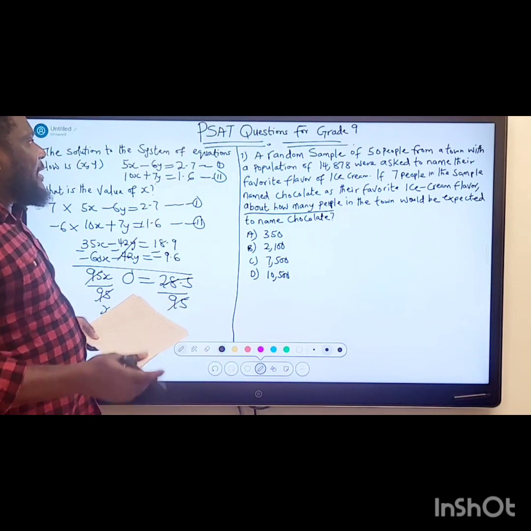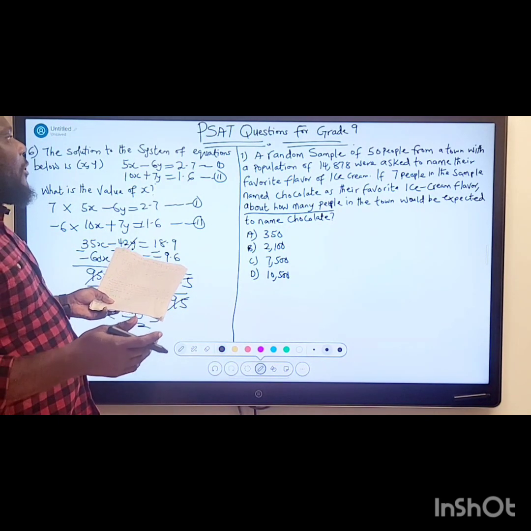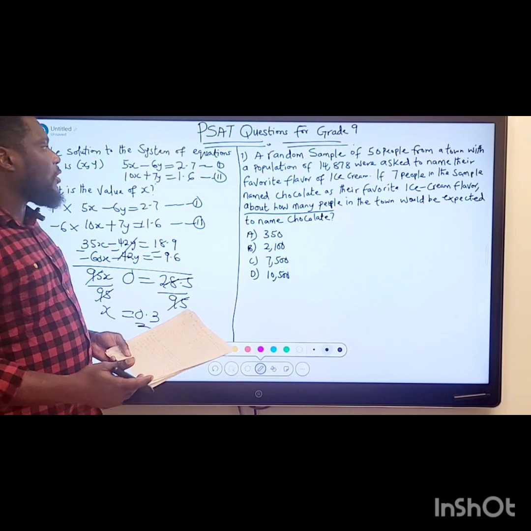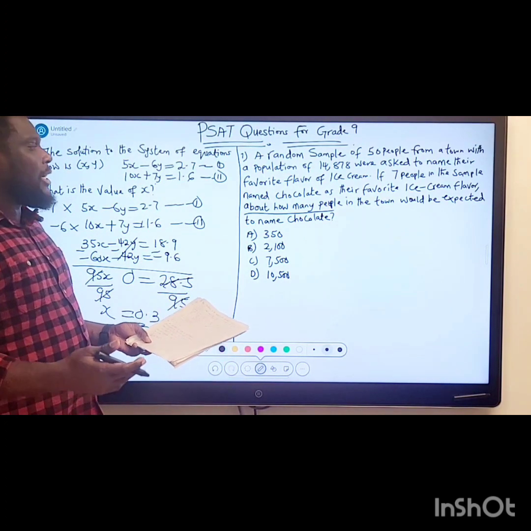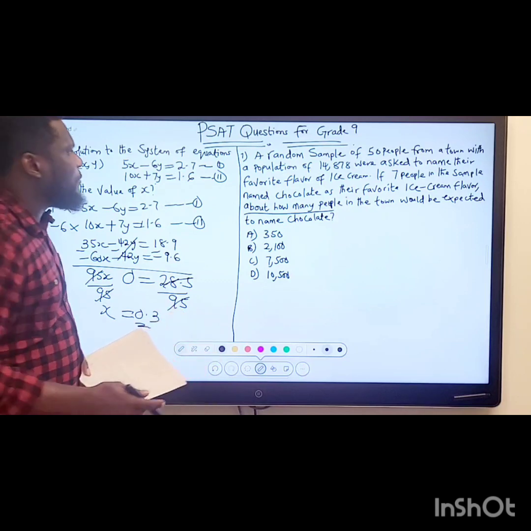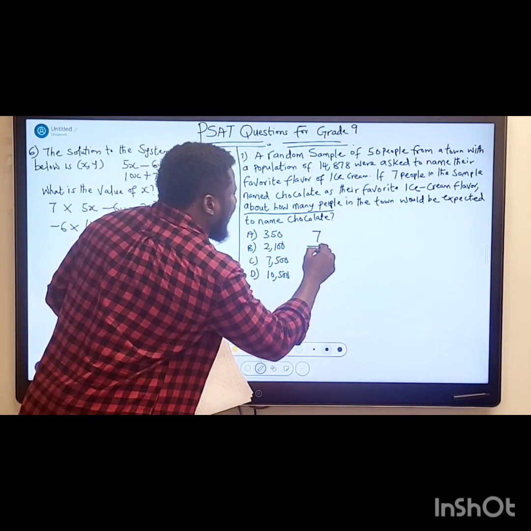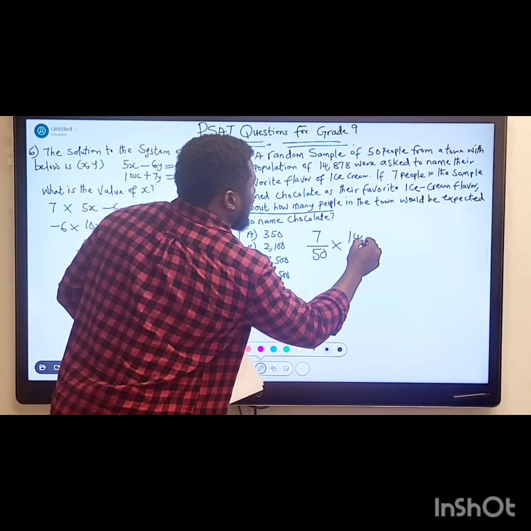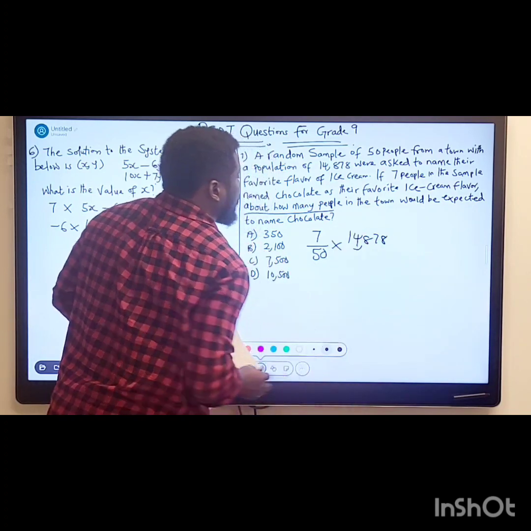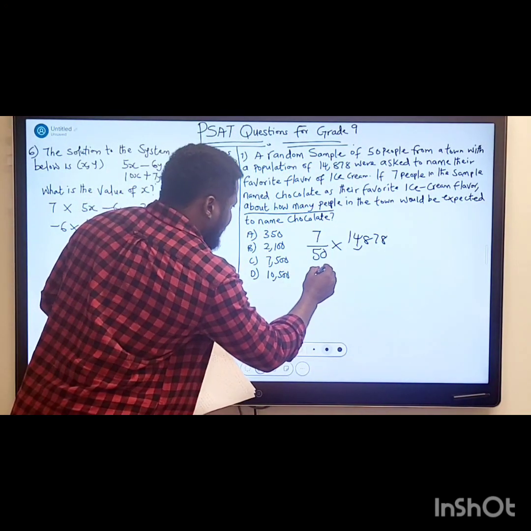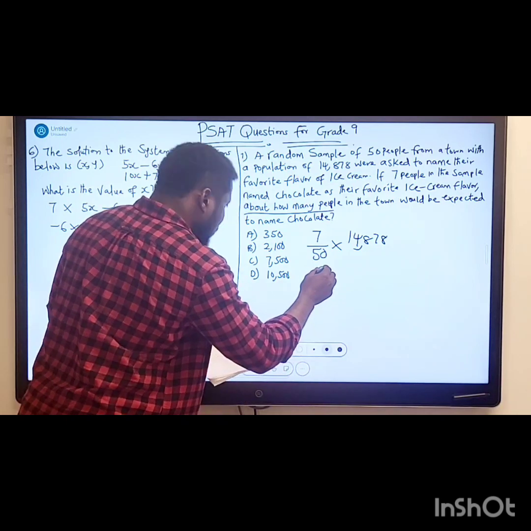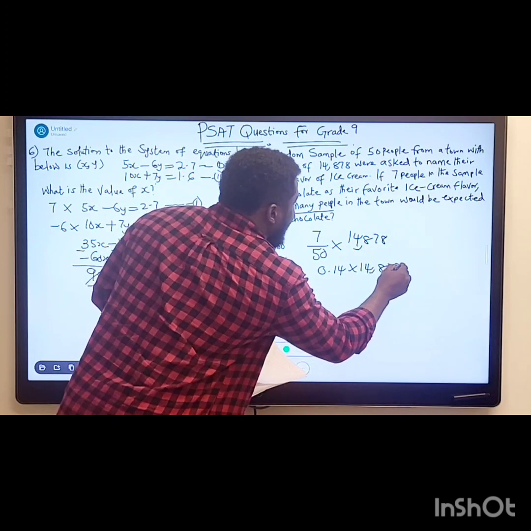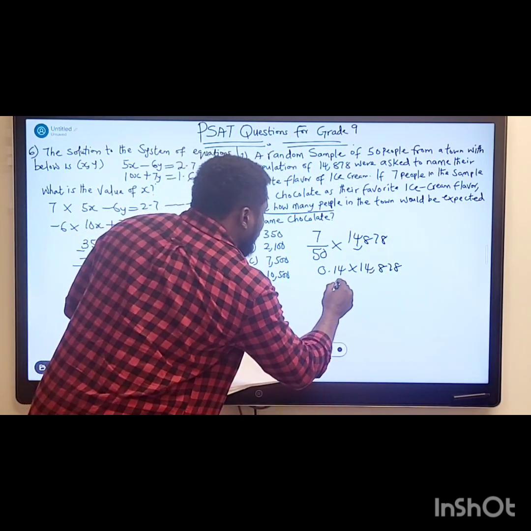So some people were sampled and named chocolate as their favorite ice cream. Out of the 50, about how many will be expected to name chocolate in the whole town? So what do you do? 7 over 50 times the population, which is 14,878. 7 over 50 gives us 0.14, times 14,878.